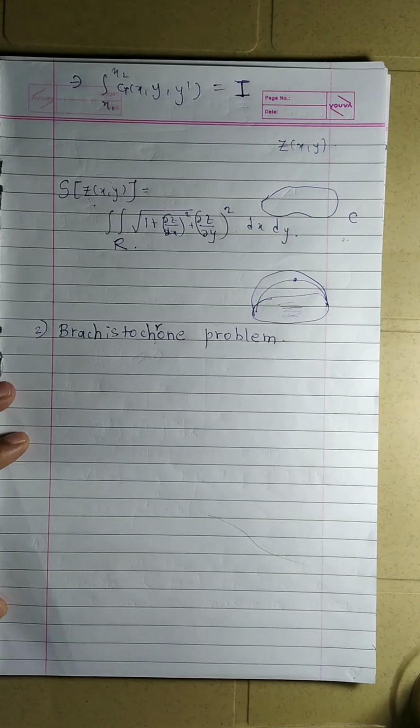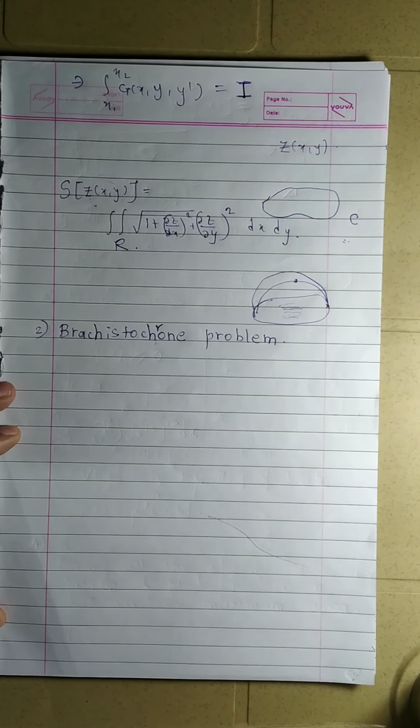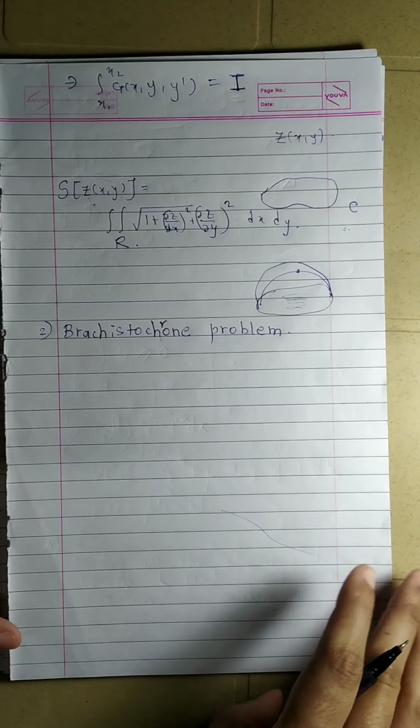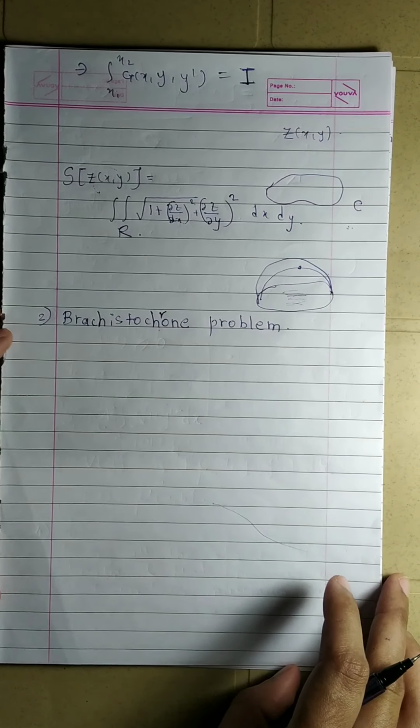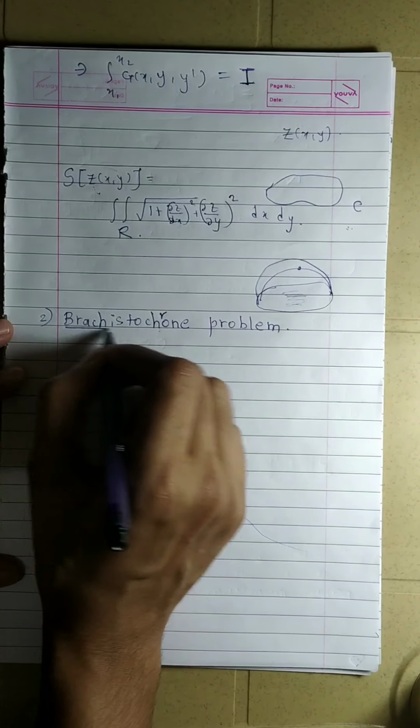Hello everyone. In the last video, we have seen some of the standard problems of calculus of variations. We saw the minimum arc length problem, then the surface of revolution. We saw one example of a functional depending on a surface. Now let us see what this Brachistochrone problem is. To start with, let us first state the problem.